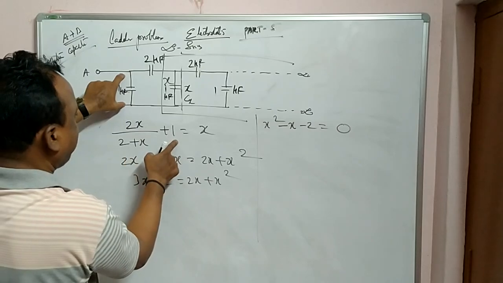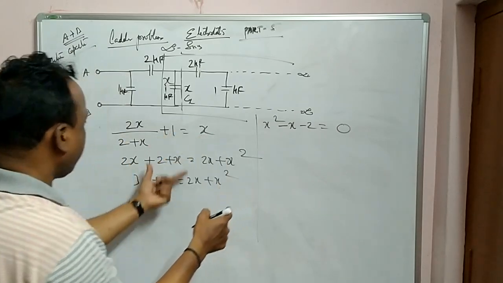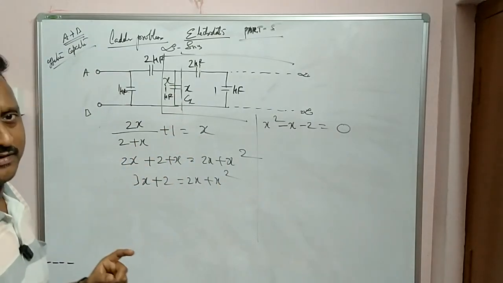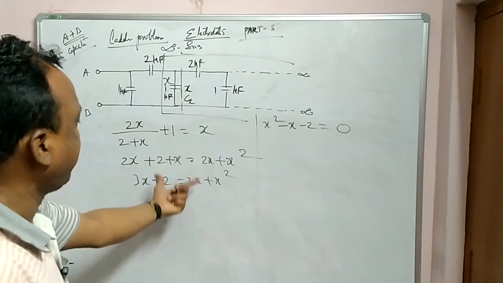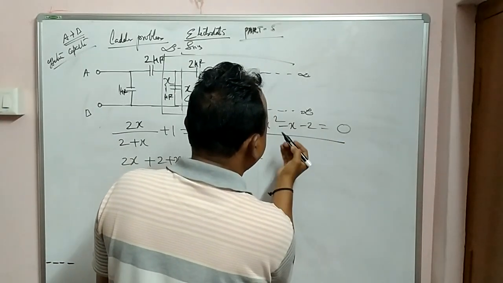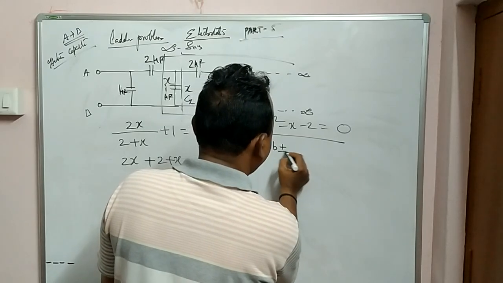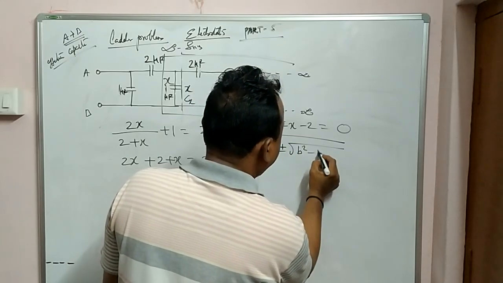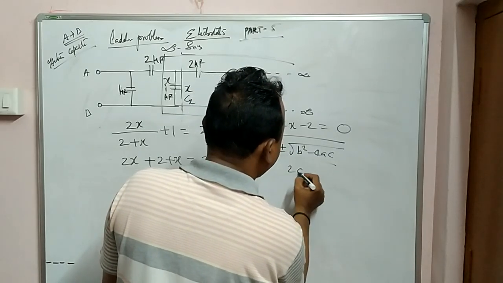Again this one, parallel plus 1 is equal to x. If you go like that you will solve, not up to here please. Okay, sorry for that one, please copy again. So finally we got a quadratic equation. So what are the roots for this quadratic equation? Minus b plus or minus root over b square minus 4ac by 2a.